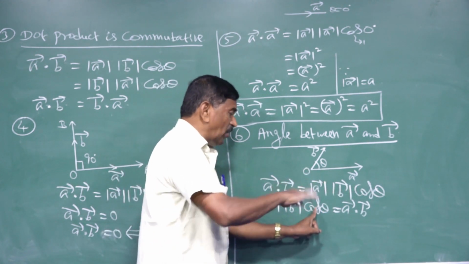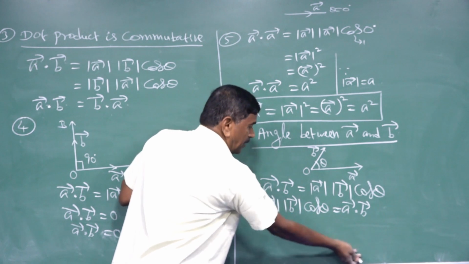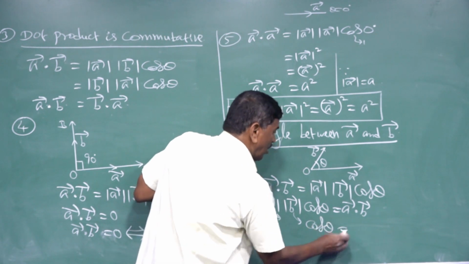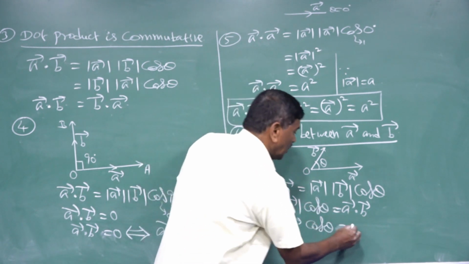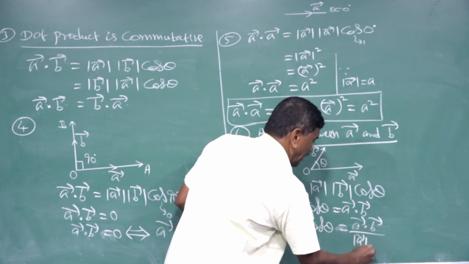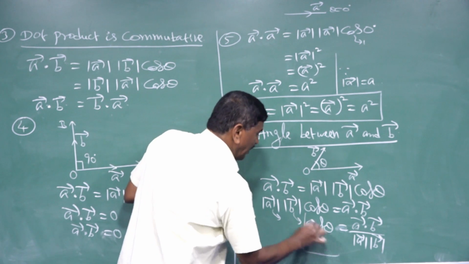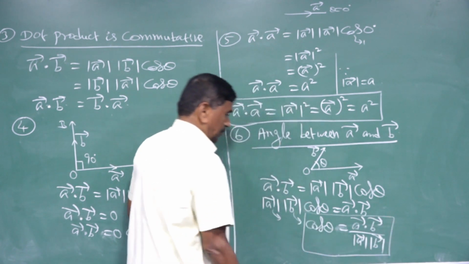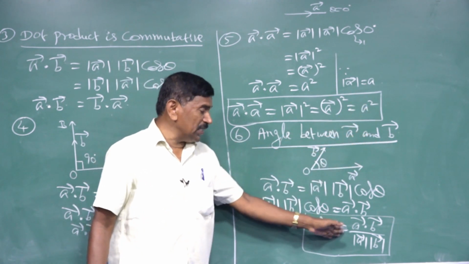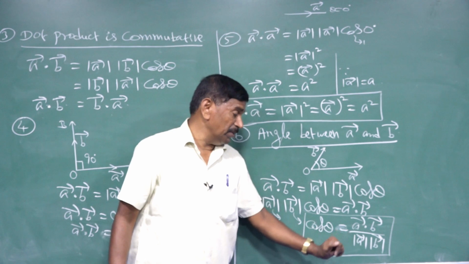Now, I want to make cos theta equal to something. Can you tell me cos theta equal to? Good. Modulus A vector goes to the right, becomes divide. Modulus B vector goes to the right, becomes divide. Can you tell me what is cos theta? Good. Cos theta is equal to A vector dot B vector divided by modulus A vector into modulus B vector. That's all. So the angle between A vector and B vector is given by the formula cos theta is equal to A vector dot B vector divided by modulus A vector into modulus B vector.